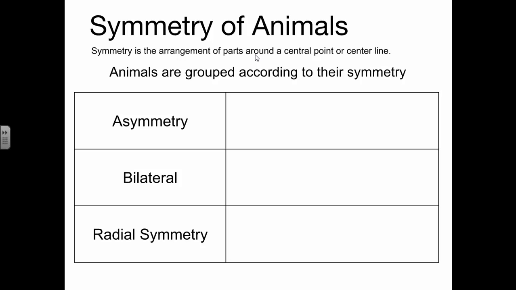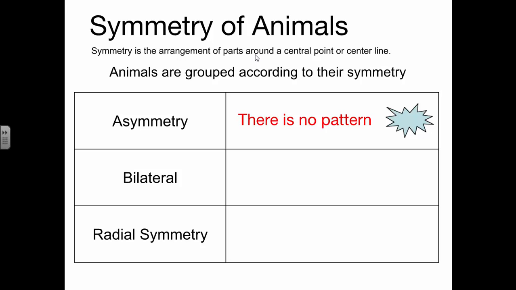So if an organism has asymmetry, what does that mean? It's not symmetrical. There is no overall pattern to how its body is laid out. This shape has asymmetry. I can't draw a line dividing this into equal parts at all. What type of symmetry would an oak tree have? Asymmetry, yeah. There's no overall pattern.